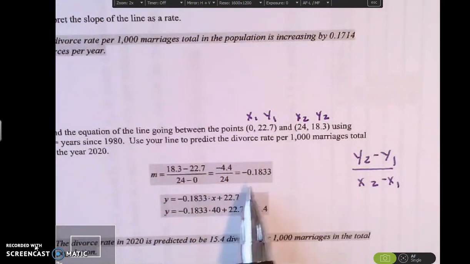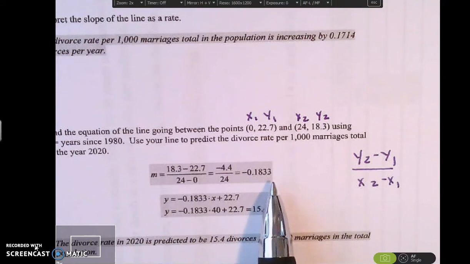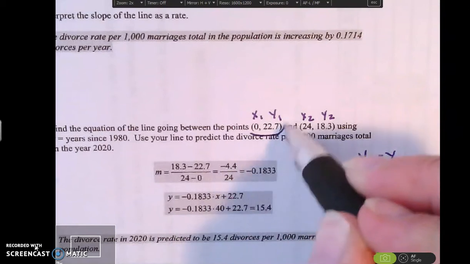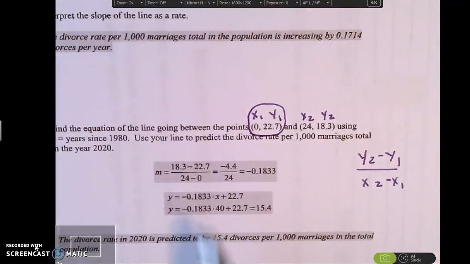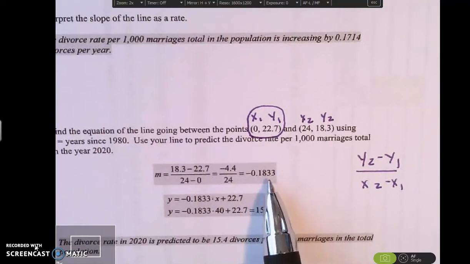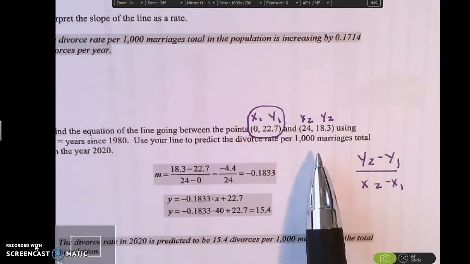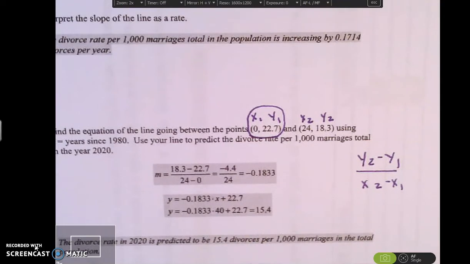I do my calculations and I get negative 0.1833. And then this is my y-intercept because it's the one with 0. So I can use that value for my y-intercept, and I have this equation. What this is saying is the negative 0.1833 means that since 1980, the rate of divorces is decreasing by 0.1833 per 1,000 marriages. That's what the negative means. It's decreasing instead of increasing.